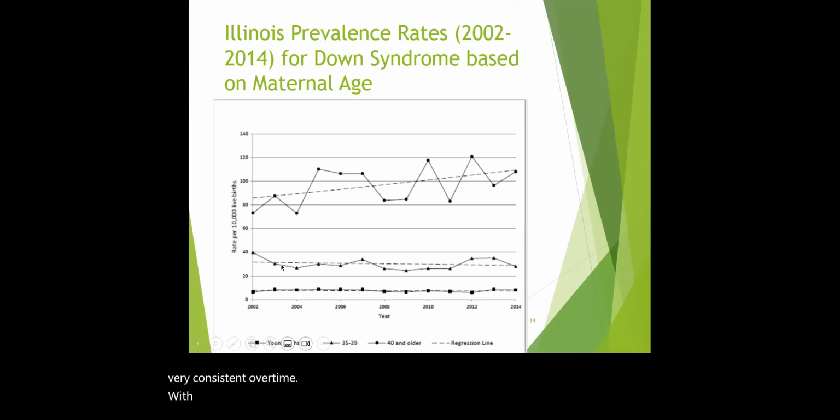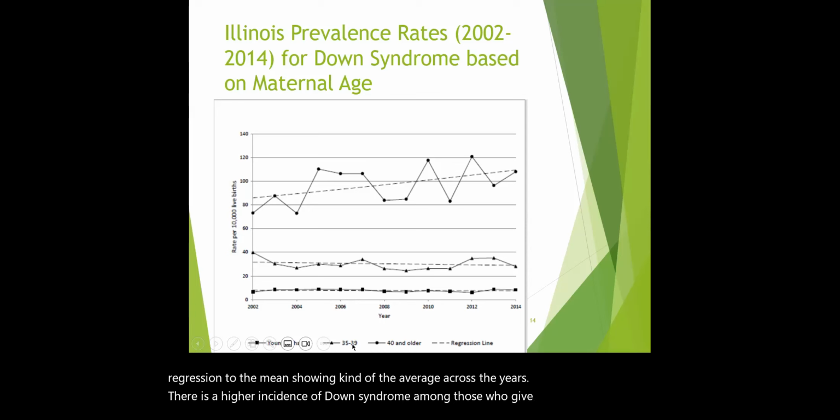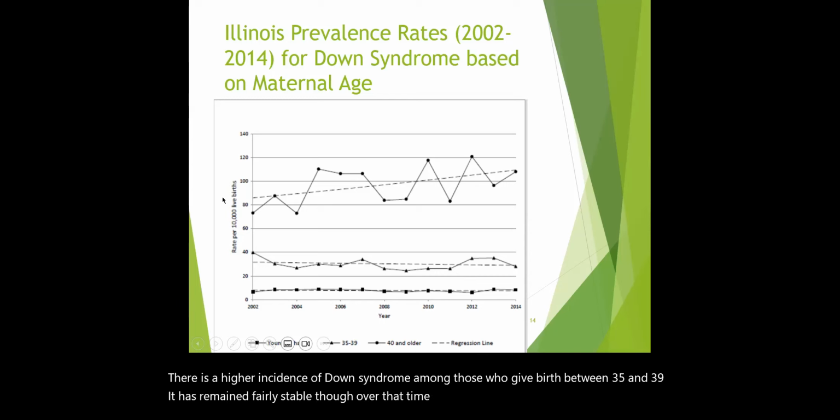With those 35 to 39, fairly consistent. You can see the regression line, that's the mean, regression to the mean, showing kind of the average across the years. There is a higher incidence of Down syndrome among those who give birth between 35 and 39. It has remained fairly stable though over that time period. And then for those 40 and older, we see a lot more variability and a slight increase, a bit of an increase in that trend over time.